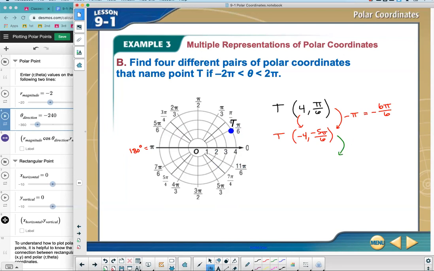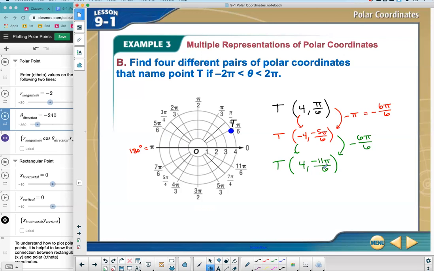Again, I would subtract 1 pi, which means I'm subtracting, let me just write it one time this time so we're not as confused, 6 pi's over 6. I'm doing this because it's a fraction. I need a common denominator here to subtract. So the next point, my magnitude is going to go from negative to positive 4. Negative 5 pi over 6. And I subtract 6 pi over 6 is going to give me a negative 11 pi over 6. So now I got my third.